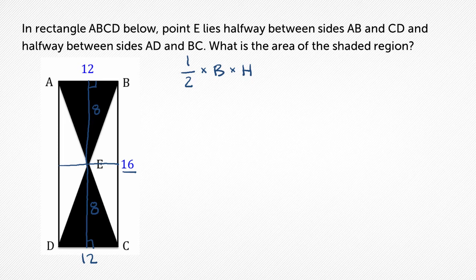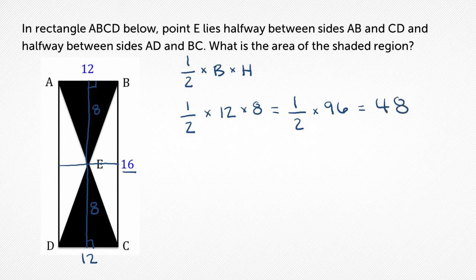Now I can just plug those into my formula. So the area of each of these triangles is 1/2 times the base, which is 12, times the height, which is 8. That gives me 1/2 times 96, which gives me 48. So the area of each of these triangles is 48. I have two of these triangles, so the total area of the shaded region is 48 plus 48, which equals 96. Okay, now there's actually another way that we could have gone about this as well.